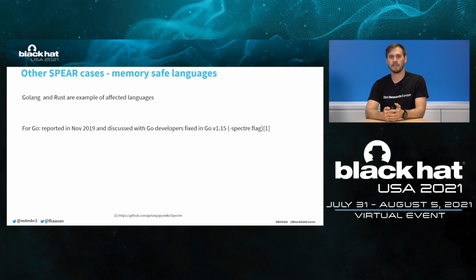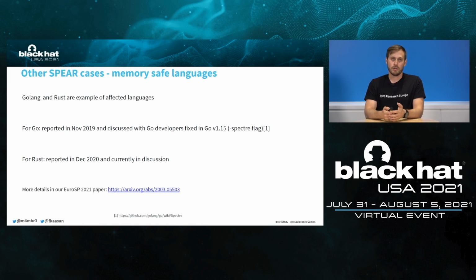For Go, we contacted the Go security team in November 2019, and we discussed possible solutions with them. The outcome of our discussion was a new Spectre flag that was introduced in Go version 1.15. With the use of this flag, the SPEAR problem was resolved. For Rust, we reported our findings in December 2020, and we are currently in discussion towards a solution. More details about our work on memory safe languages can be found in our EuroS&P 2021 paper.